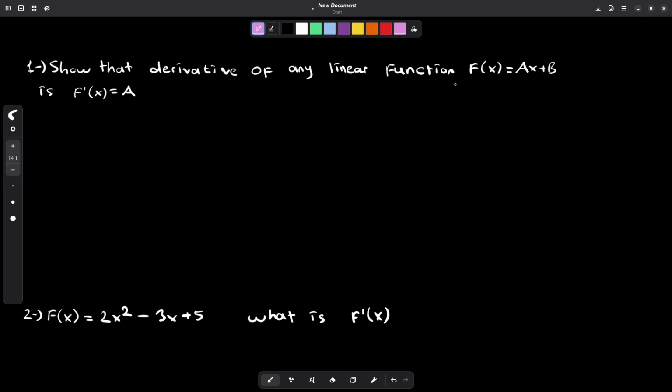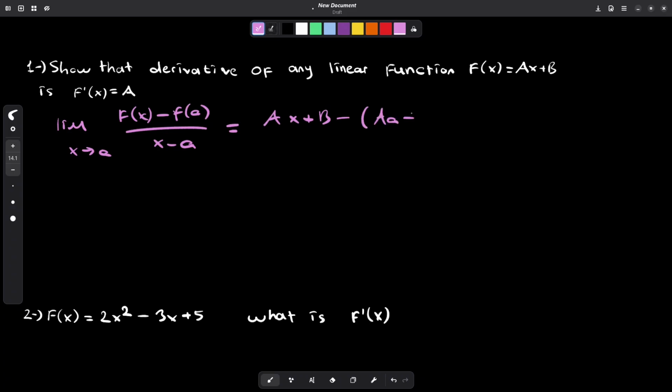Show that the derivative of any linear function ax plus b is a. We need to use the limits that we learned, right? Let's start with using f(x) minus f(a) over x minus a. You can use the other limit; it's not going to change the answer. So ax plus b minus, what is f(a)? a plus b, over x minus a, and of course there's a limit. I can see that I can cancel the b's.